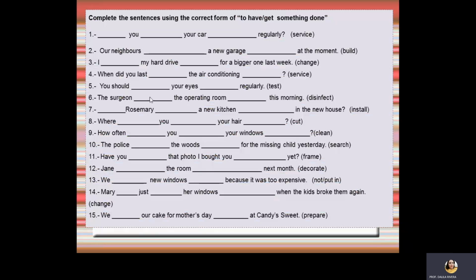Well, I hope you have this clear, and we're going to practice the previous sentences and these sentences with these expressions. Okay, have, get something done. You can pause the video so that you can copy these sentences.